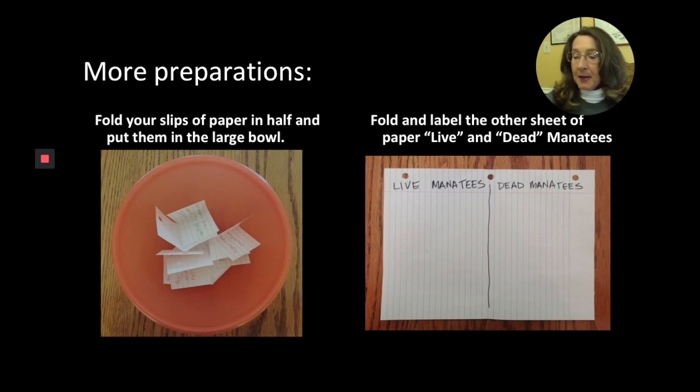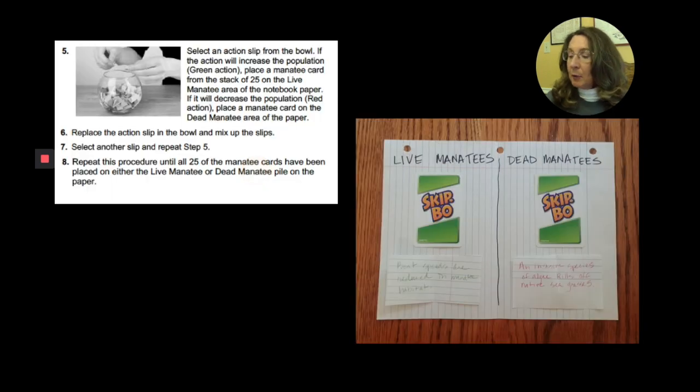The last step is to count out 25 cards from your stack of 39. Put the remaining cards to the side. We will be using them later in the activity. This was a little bit of work, but we have completed steps 1 to 4, and now we are ready to begin modeling. We will go through steps 5 to 8 together so you understand the directions.